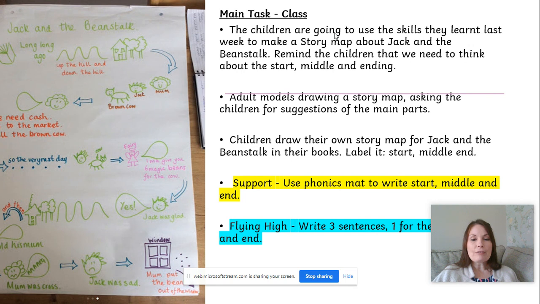And if you would like to fly high, then not only can you label it, but you could write 3 sentences to explain what's happening at each part of your story map. And you could do that on another page in your books if you need the space. And you could try and include some adjectives, maybe a conjunction, and always remember to think about your punctuation, your capital letters, your finger spaces, and your full stops.